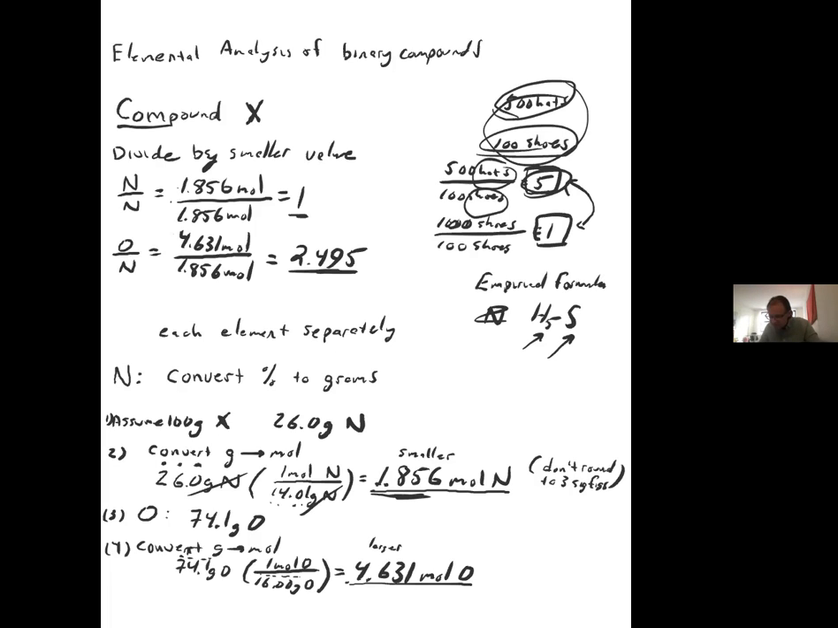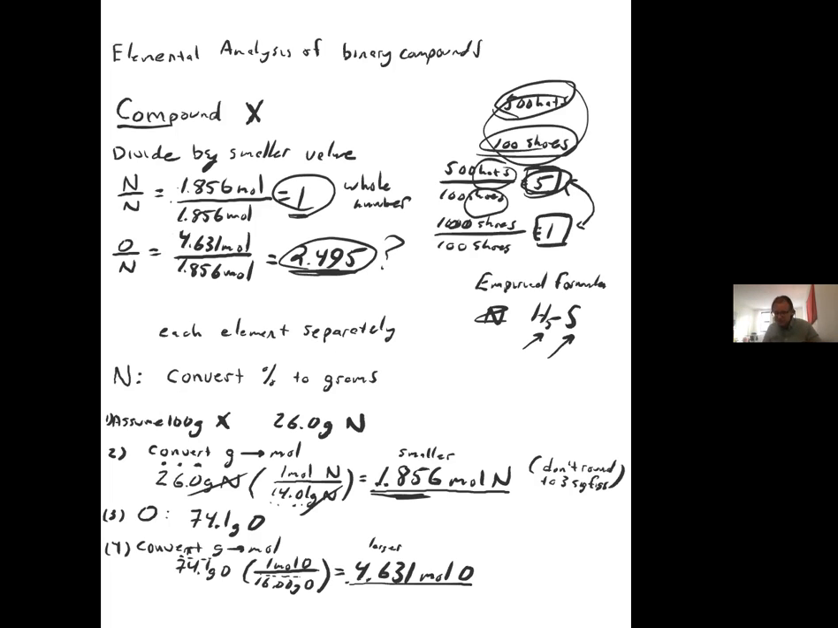Same thing here. 1.856 and 4.631 don't work for an empirical formula because they're not whole numbers. So we try to turn them into whole numbers. How do we do that? By dividing by the smaller of the two. And that gave us 1, which is a whole number. This one's not, though. It's not a whole number. So sometimes when you do these problems, one of the elements is not a whole number. So how do we deal with that?